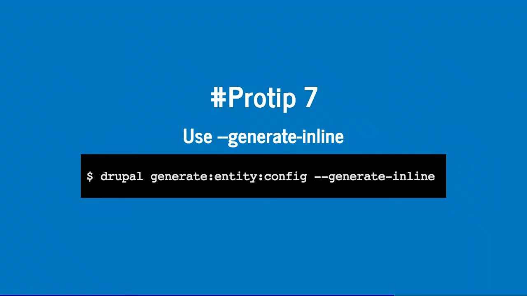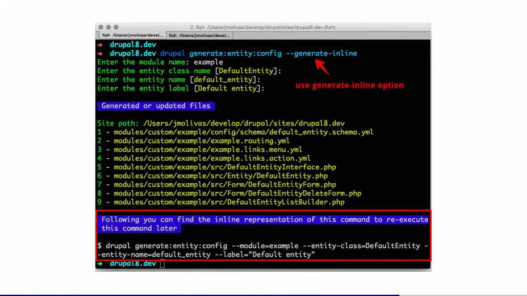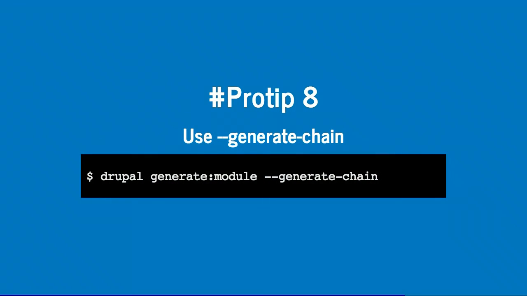Generate inline. Remember what I told you about inline, this? Maybe you want to run a command in inline mode, but you have no idea which options. So we provide you with the dash generate inline, which is this. You run a command with dash generate inline, you run the command as usual, but in the end, it tells you the inline representation. So you don't have to be guessing, just run it once, copy this, and next time you need to execute the command, just use this, not this. Yeah, it's good.